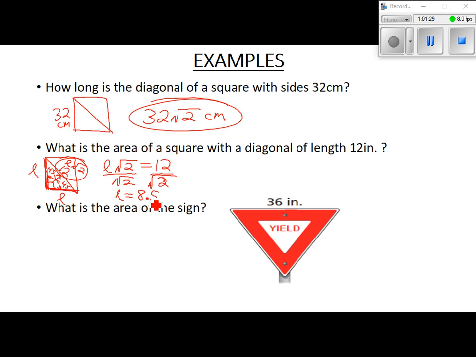So how long is each side of the square? 8.5. Now how are we going to find the area of it? You just take 8.5 times 8.5. What's that give you? 72. And remember your units. Are they just inches? If we're doing area, it's inches squared.